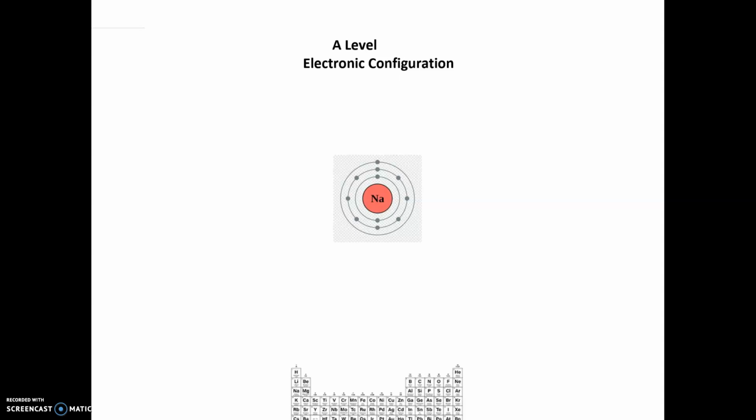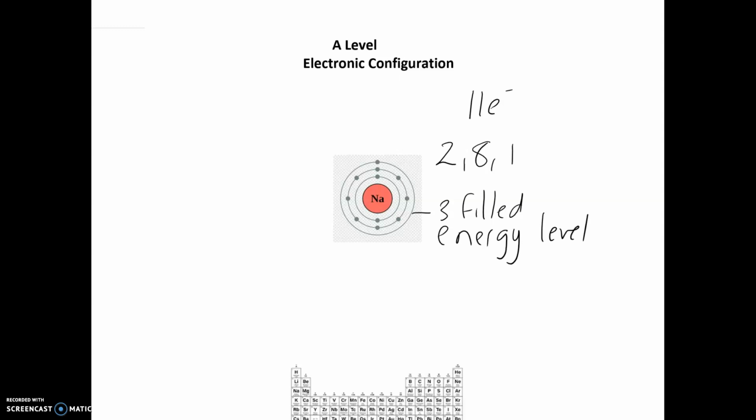So as you can see here, with the sodium atom, sodium has 11 electrons and an electronic configuration of 2,8,1. It has 3 filled energy levels, which are shells, and if you look at each one, it's got 1, 2 and 3.